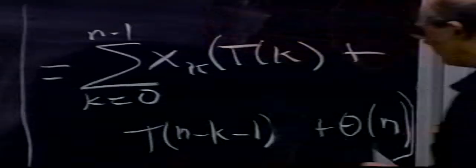Oops, I got a parenthesis in the wrong place. Plus theta n. Okay, this is x sub k. I didn't write that very clearly.